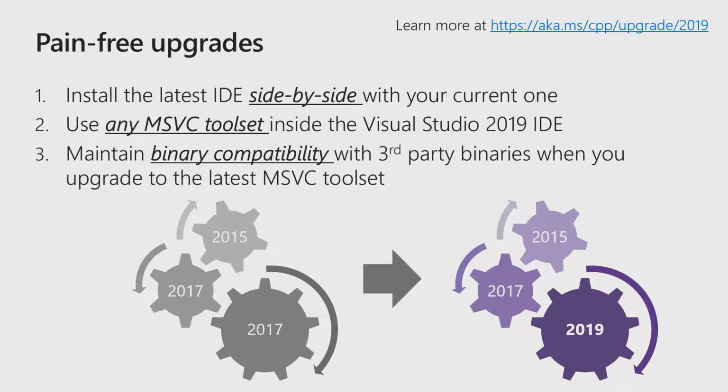And once you do consider upgrading the toolset, with 2019 it has never been easier because of binary compatibility. If specifically you have third-party libraries that are built with previous versions of the toolset, for example, 2015 or 2017, you can take your source code, build it with 2019, and then bring all these binaries together, and your application will continue to run as expected.